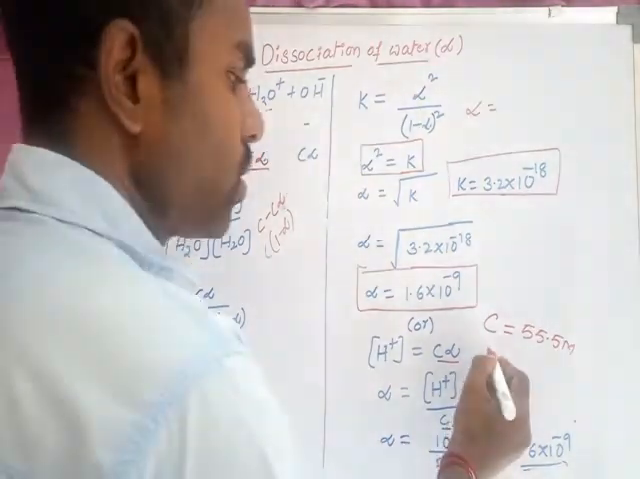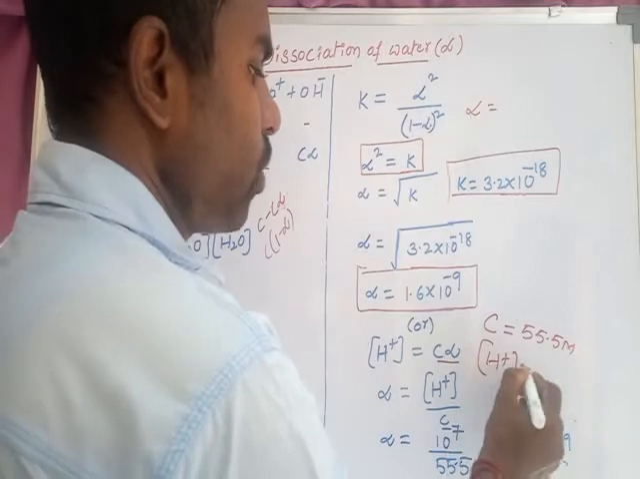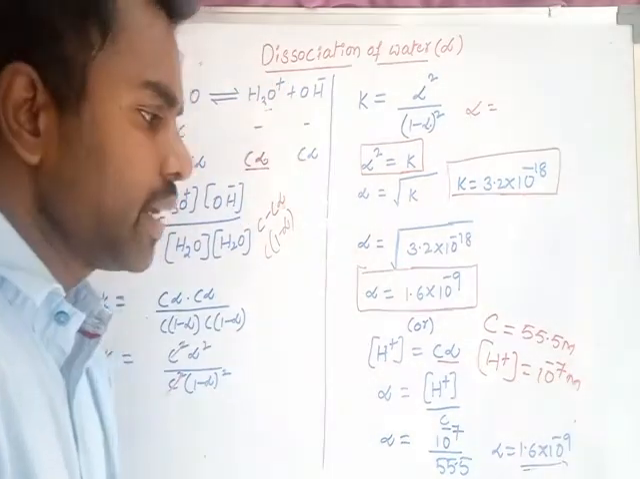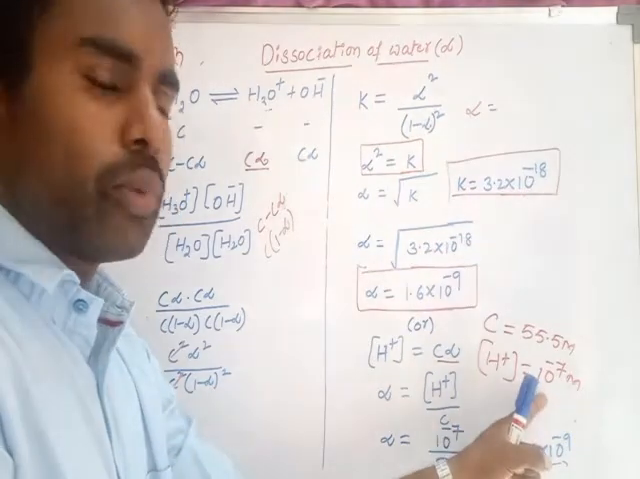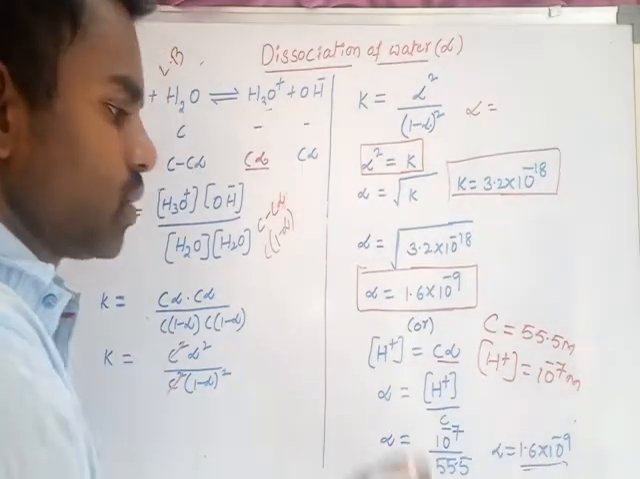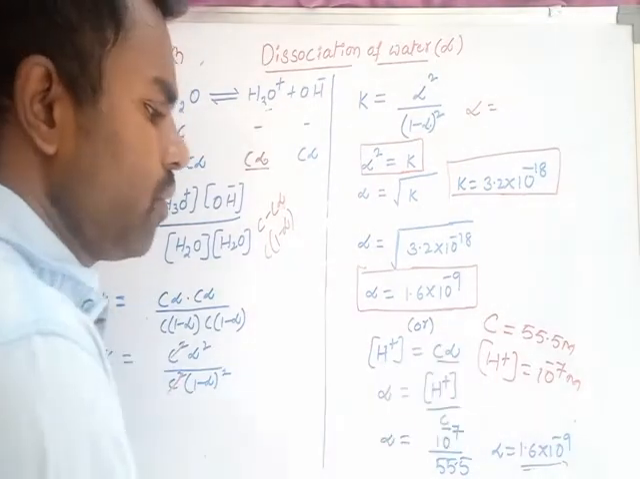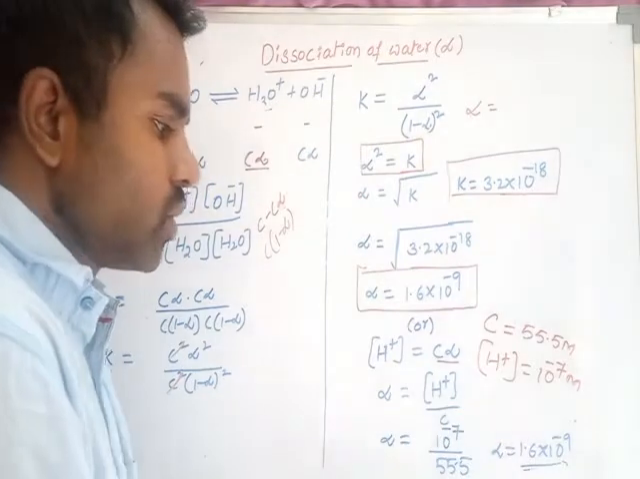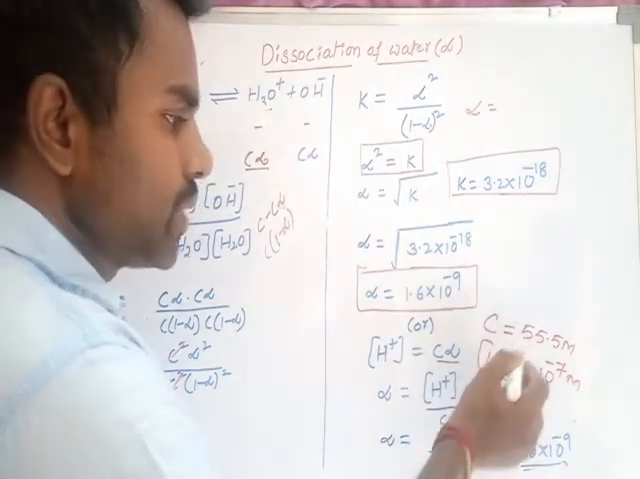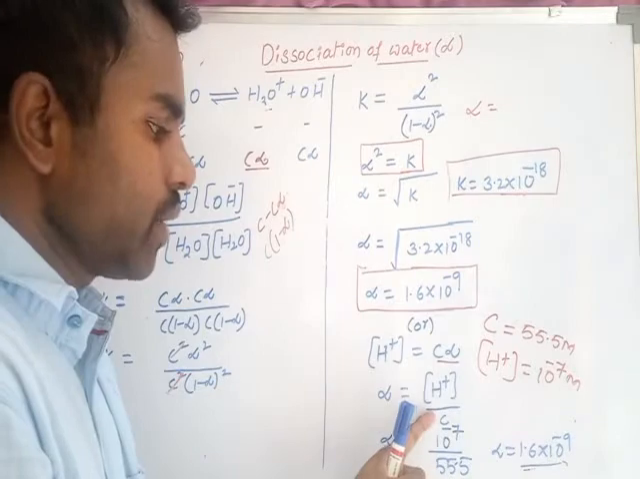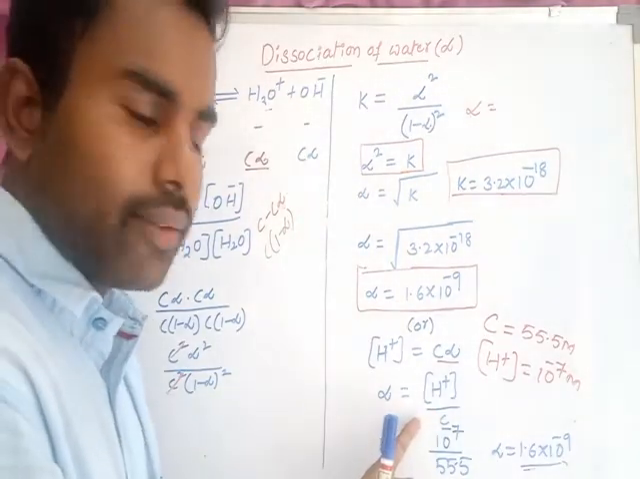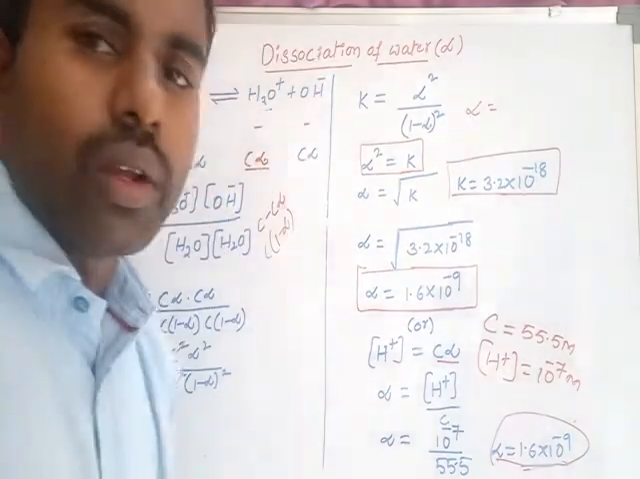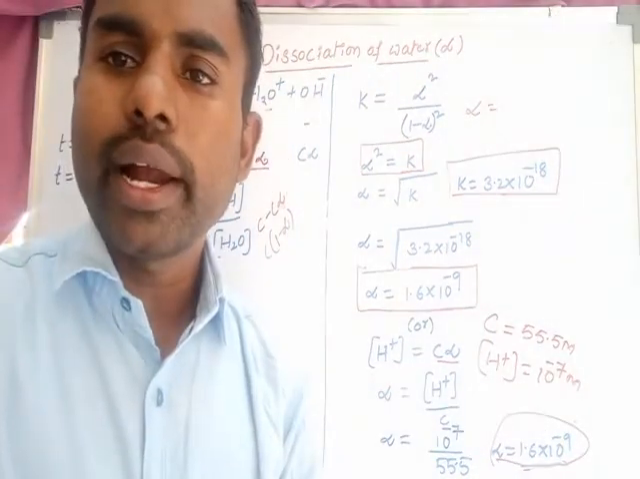And what is the H plus ion concentration at 25 degrees Celsius? That is the experimental condition: at 25 degrees Celsius, the H plus ion concentration in water is 10 power minus 7 M. Then H plus ion concentration equals C alpha, so alpha equals H plus ion concentration by concentration of water. If you substitute these two values, alpha equals 10 power minus 7 by 55.5, then we get alpha equal to 1.6 into 10 to the power of minus 9.